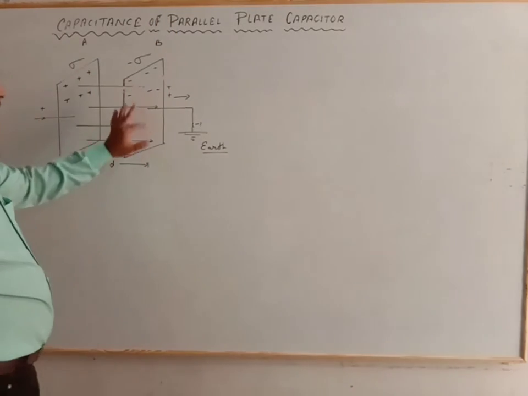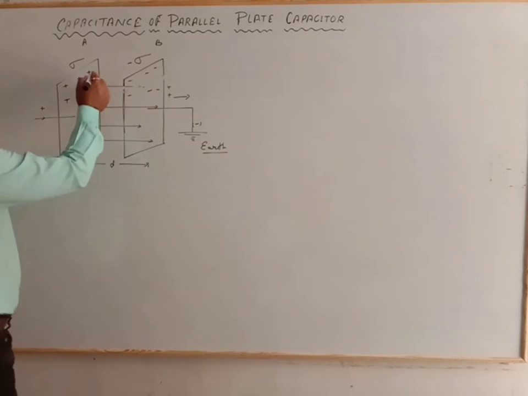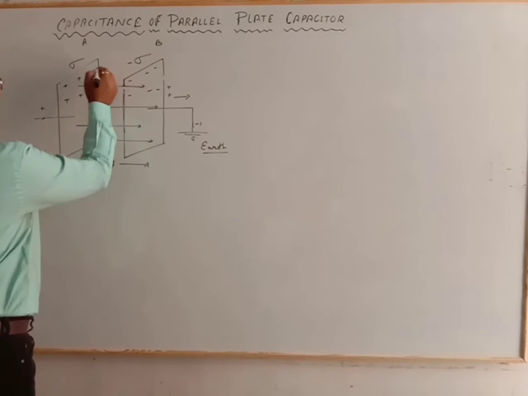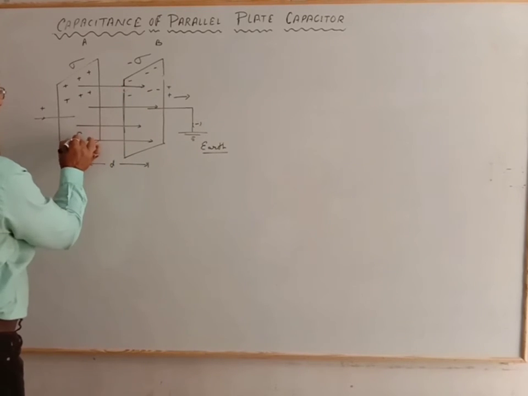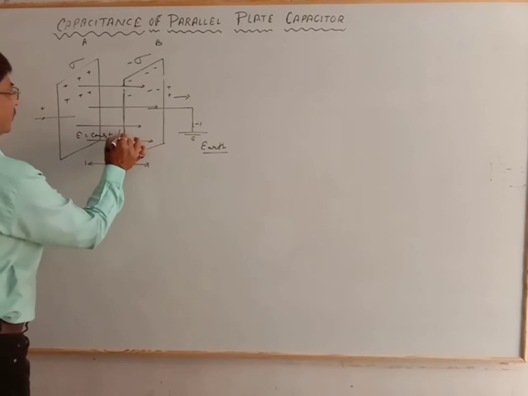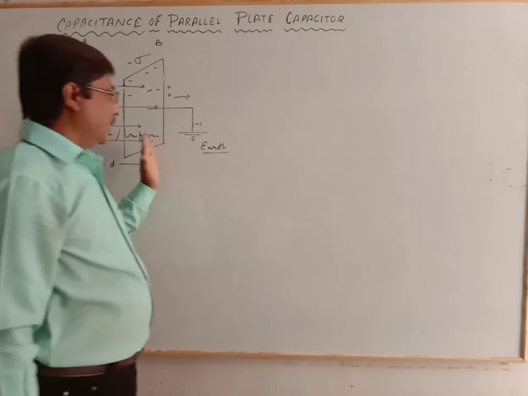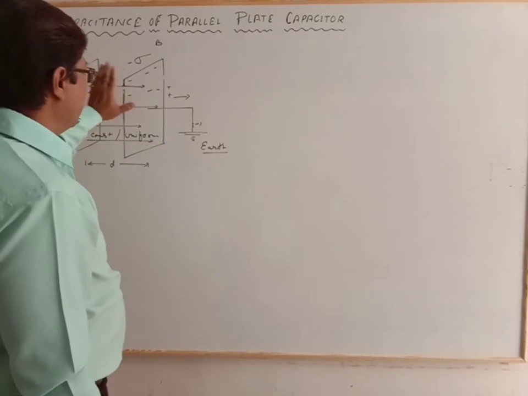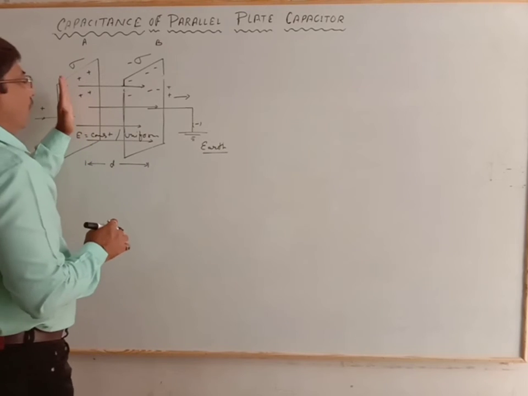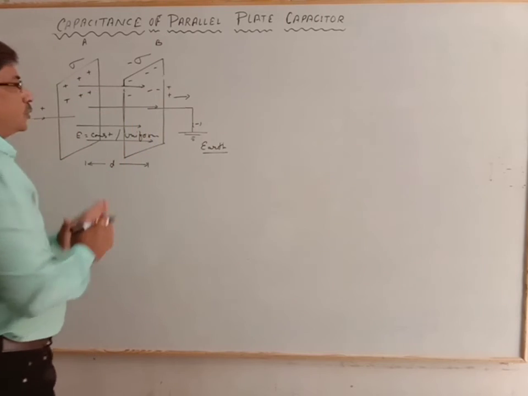Now there is the arrangement of plate A and plate B, and the electric field between these two plates is constant, or uniform. In this arrangement there is no fringing of electric lines. All the electric lines are linear, because the two plates are very close to each other.